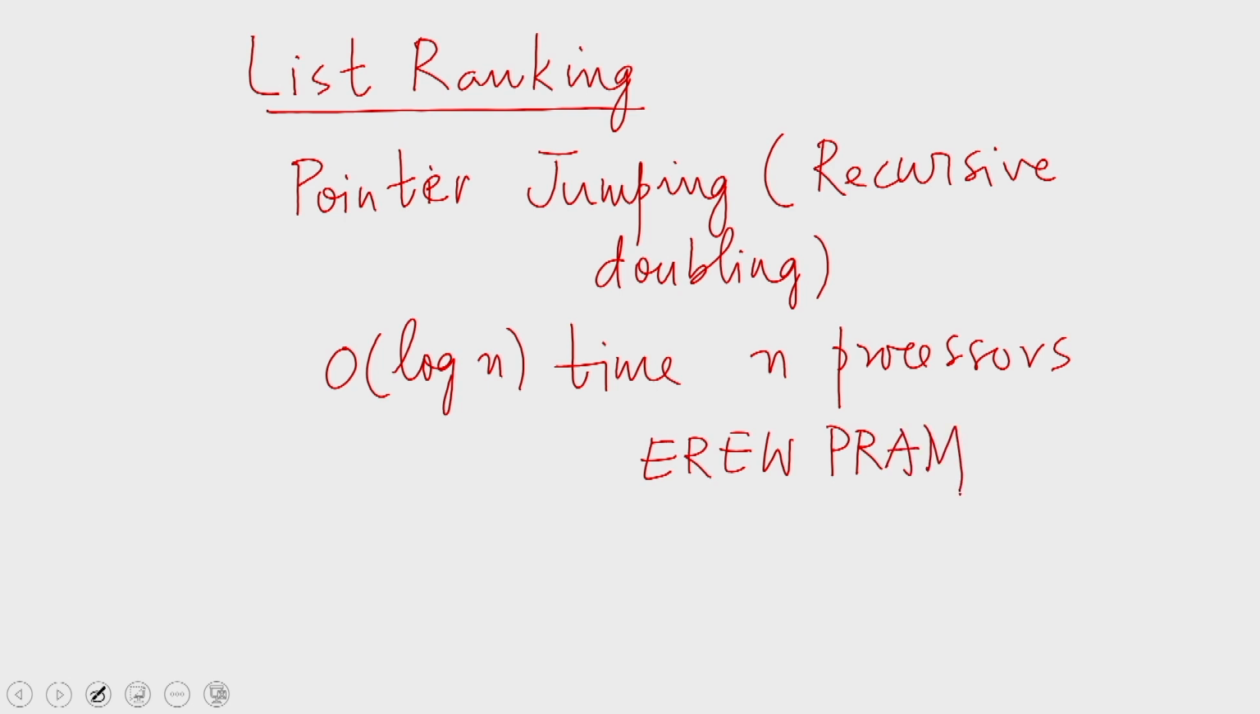As we discussed earlier, this algorithm is not optimal. The cost of this algorithm is order of n log n, whereas the sequential time complexity of the problem of list ranking is order of n. So, for the problem to be solved optimally, we want an order of n cost algorithm.